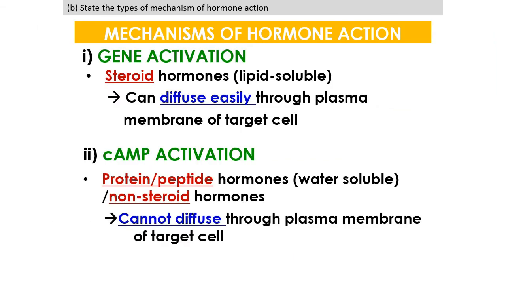For the mechanism of hormone action, gene activation will involve the gene or DNA. That's why the hormone needs to diffuse into the cell to go to the target gene. So, we will have steroid hormones as the example. For cyclic AMP activation, or cAMP activation, it is a protein hormone that is insoluble in lipid, thus it cannot enter the cell. So it will activate the protein on the surface of the cell.